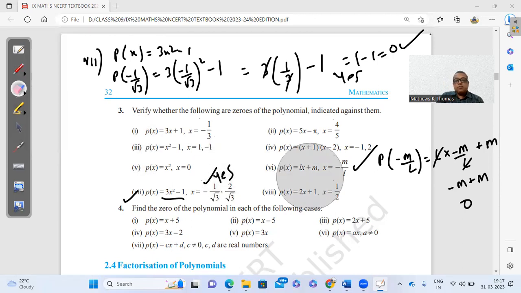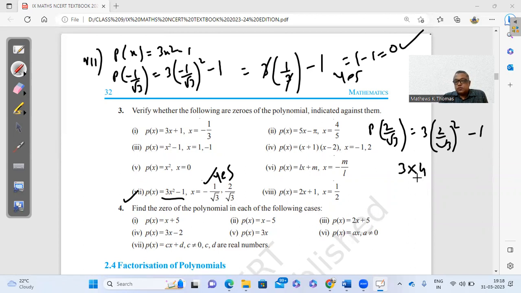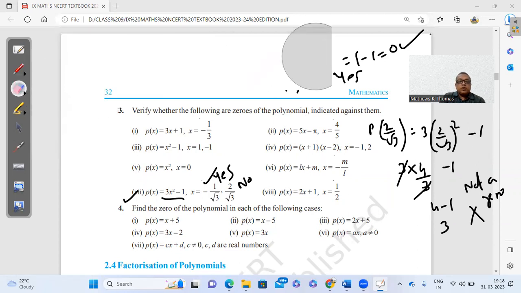Now let's check the second part. Second part, 2 by root 3. Let's check whether 2 by root 3 is a 0 of this polynomial. So P(2 by root 3) is equal to 3 into 2 by root 3 whole square, minus 1. I am putting the value of x as 2 by root 3. So this is 3 into 2 square is 4 and root 3 square is 3, minus 1. 3 and 3 get cancelled, we get 4 minus 1. So 4 minus 1 is 3. So this is not a 0 of the polynomial. Okay, this is not a 0. So in this, one is a 0, the other is not.